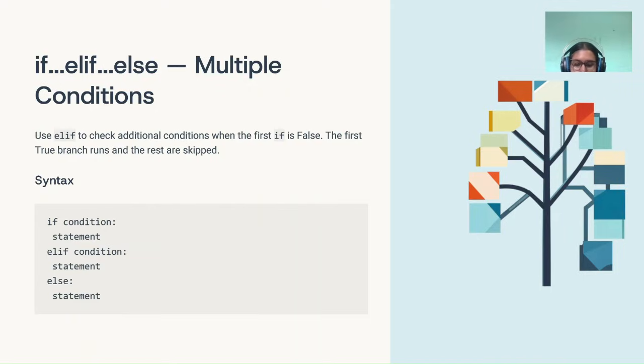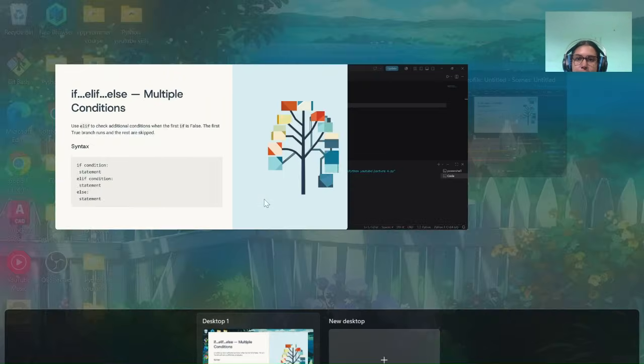So Python basically checks the conditions one by one from the top to the bottom, and like we said, if one condition is true, Python executes that block. It will then stop checking the rest of the conditions, right?